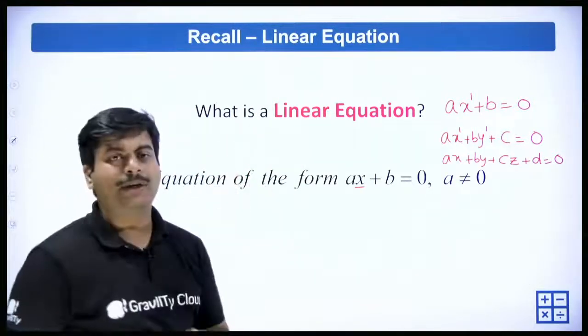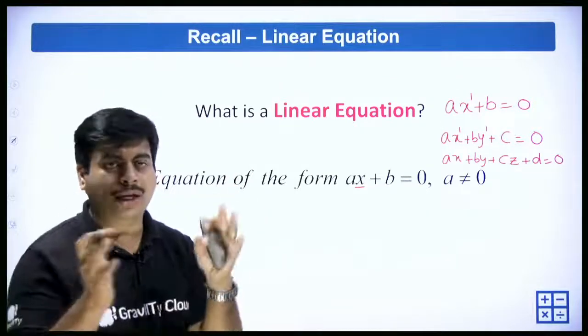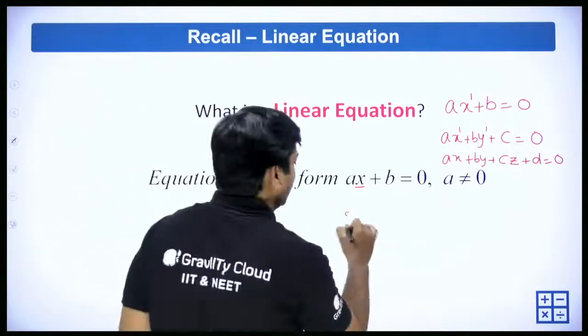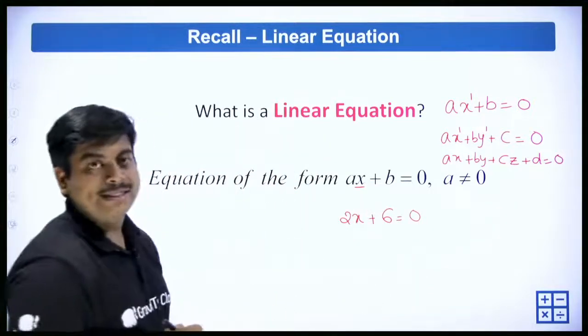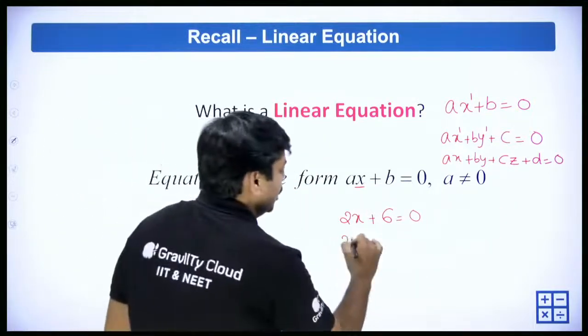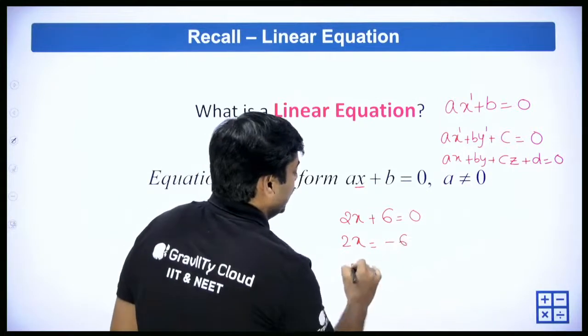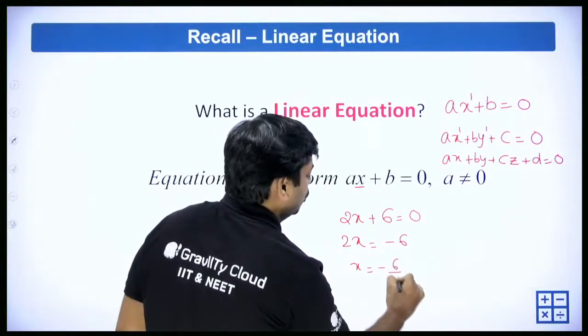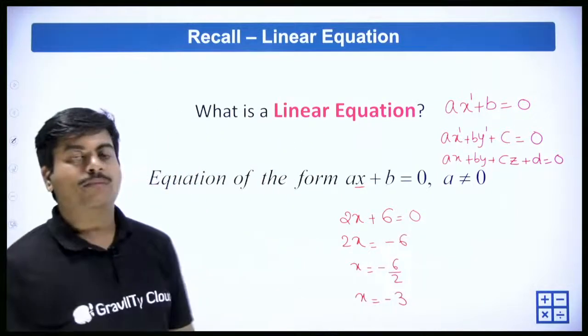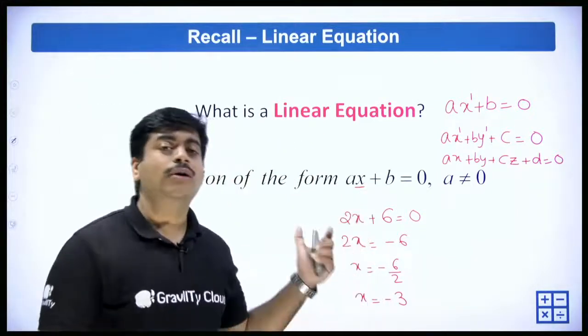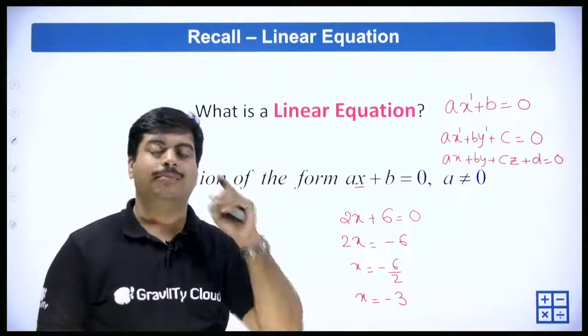All this we have discussed in the previous classes, right? In your lower classes, if we have an equation like 2x plus 6 equal to 0, you said 2x equal to minus 6 and x is equal to minus 6 by 2. So x is equal to minus 3. This is how we solved a linear equation in one variable.